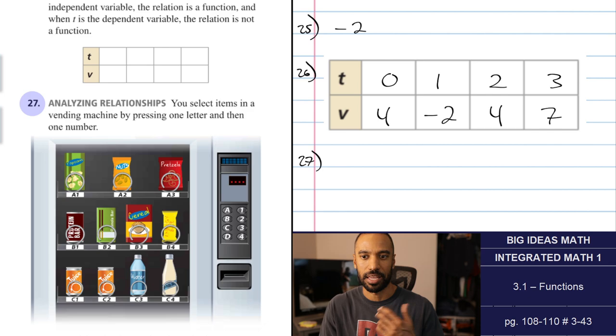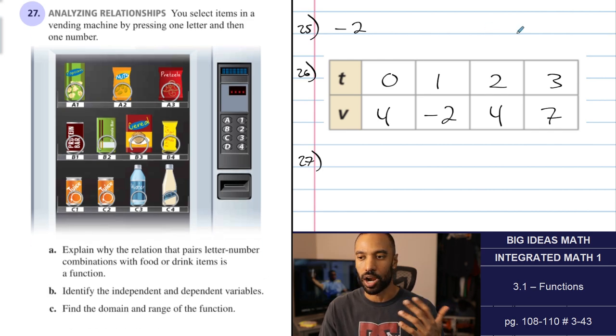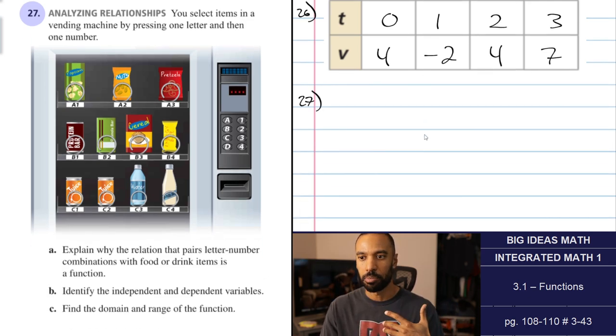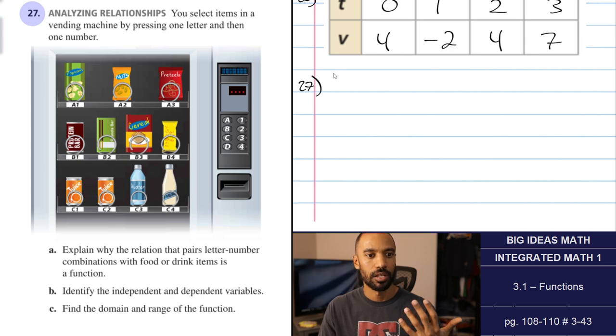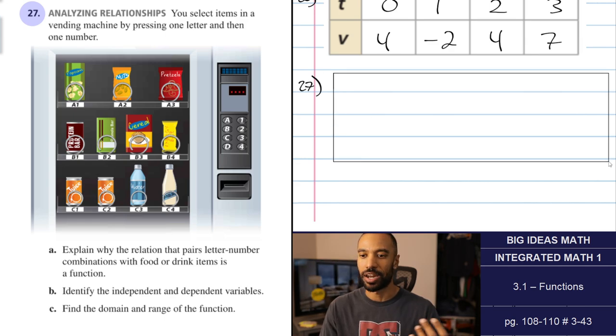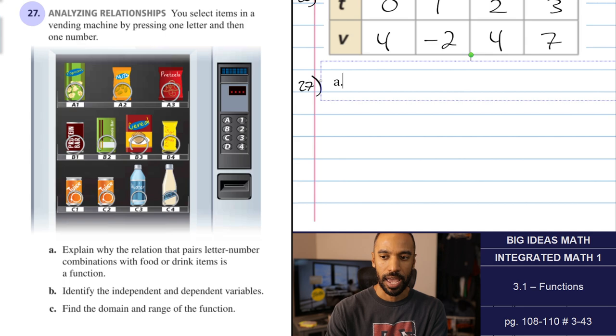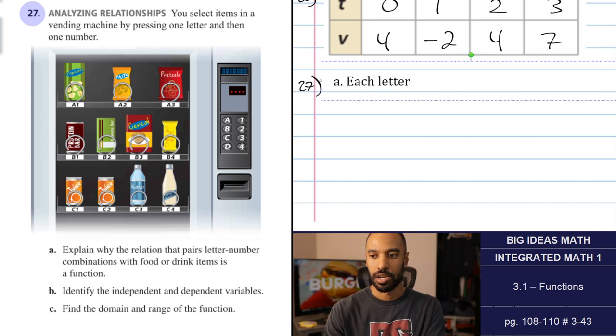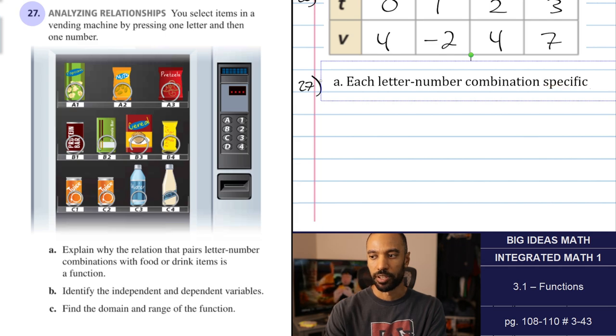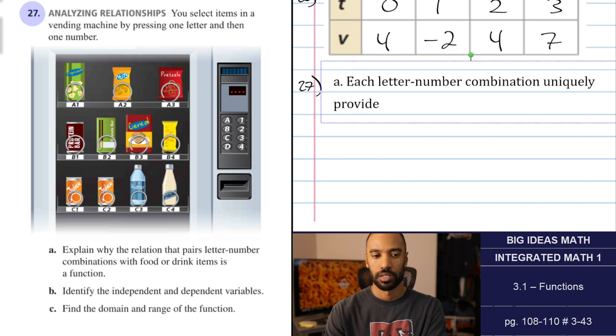So hopefully that's kind of making sense there, but sorry, I shouldn't say specifically just input, output. Let's be specific. What do they say? One letter and one number. Each letter number combination specifically, uniquely provides only one food or beverage item.